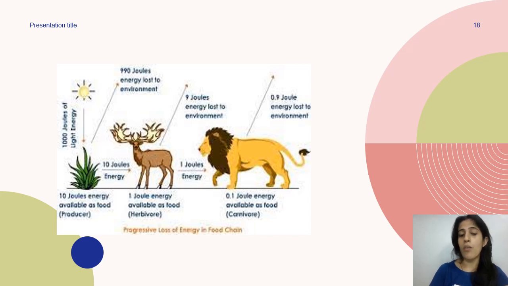So basically, what the 10% law says is that if there is 10 joule energy available as food, 90% is used here, and 10% will go to the deer. And there will be 1 joule energy available as food, and then 90% is used here, and 10% goes to the next level and is used as energy. This will be 0.1 joule energy available for the last trophic level. So it is clear now.